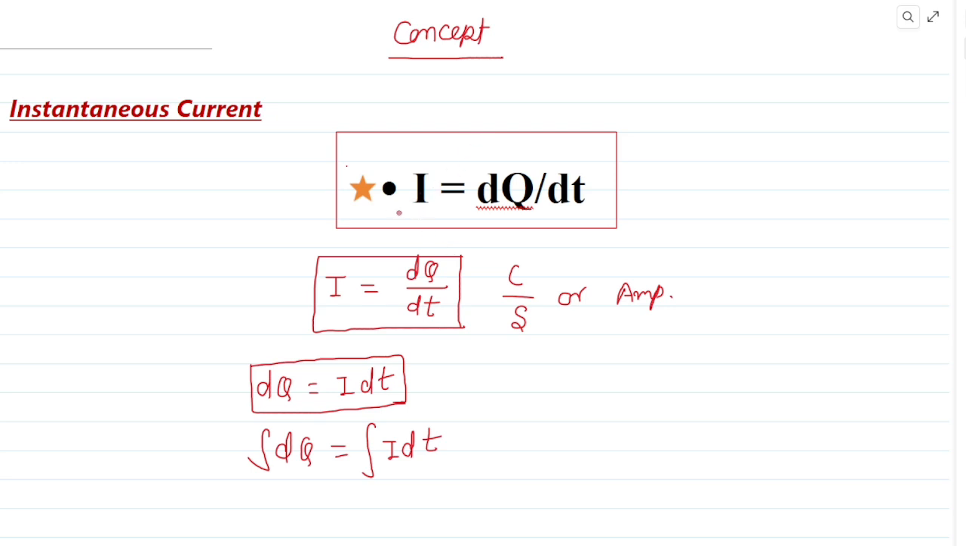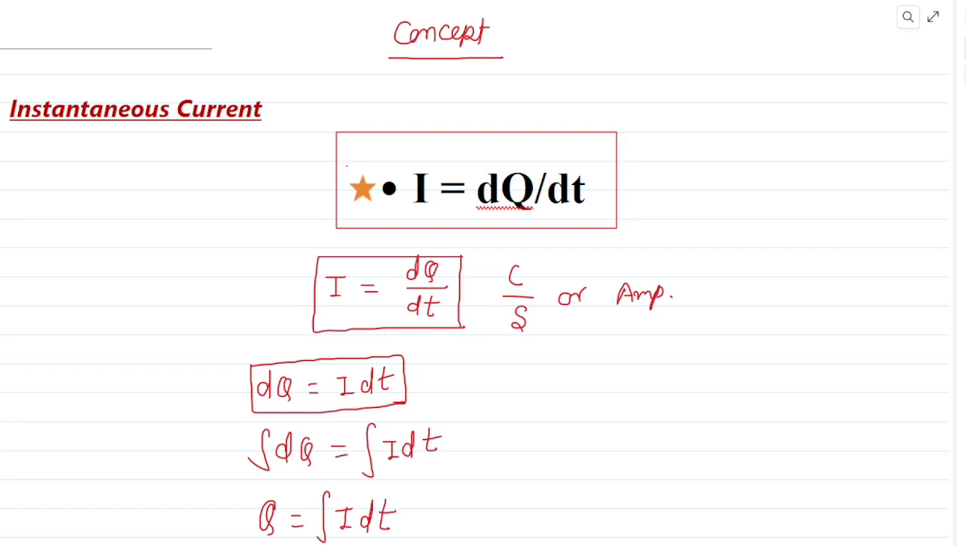Again, we repeat: the instantaneous current is I equal to dq by dt. If charge is a function of time, we calculate the current. But if the current is given as a function of time and the question asks for the charge, then integration of dq equal to I dt gives the charge q equal to integration of I dt. By putting suitable limits, we calculate the value of charge.